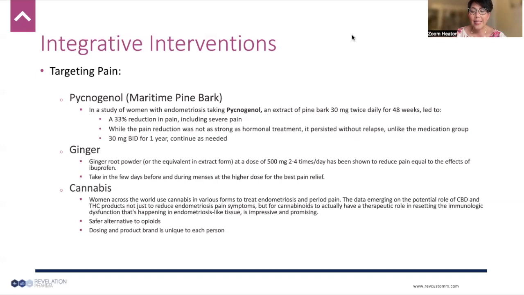The CBD is the non-psychoactive component of the cannabis plant. And of course, THC has that psychoactive component, and both reduce endometrial pain symptoms. They are a safer alternative to opioids, more so the CBD than the THC. Dosing in the product brand is unique to each person.